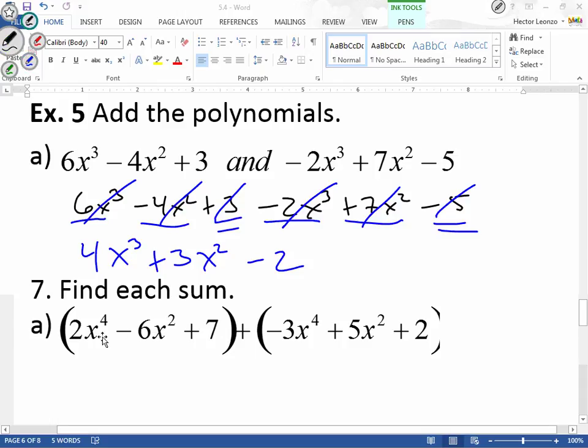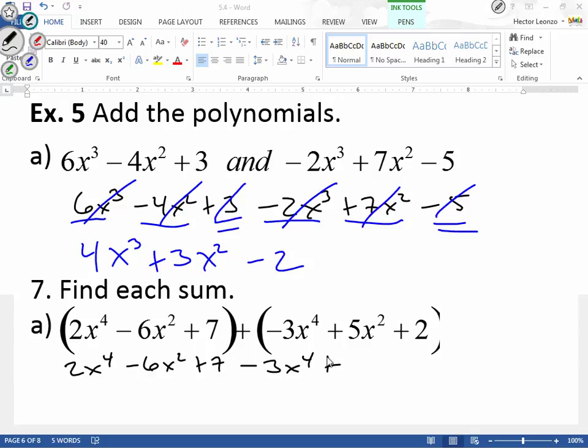Looking at my example 2. The first polynomial, I'm just going to write it the way it is. 2x to the fourth minus 6x squared plus 7. When we're dealing with addition, copy the second polynomial as it is. I'm just going to do minus 3x to the fourth plus 5x squared plus 2. So remember I said write everything without parentheses. Now combine your like terms. The highest exponent that I see is x to the fourth.